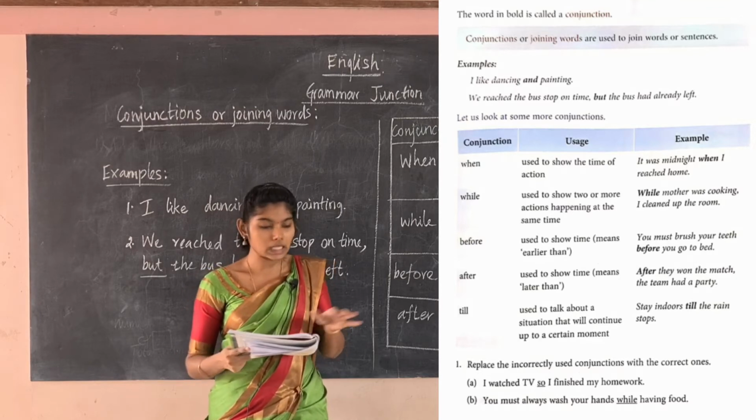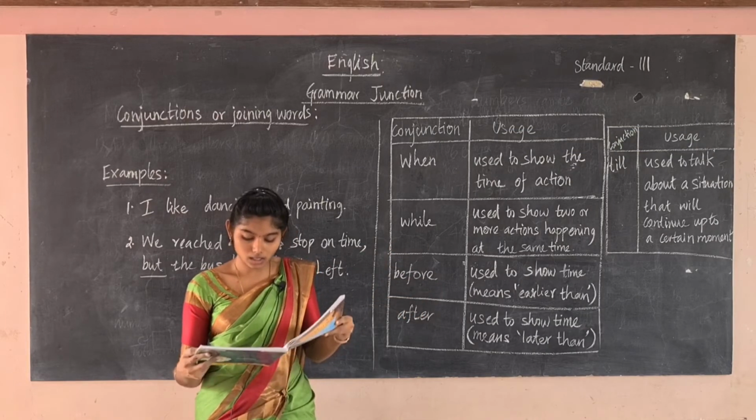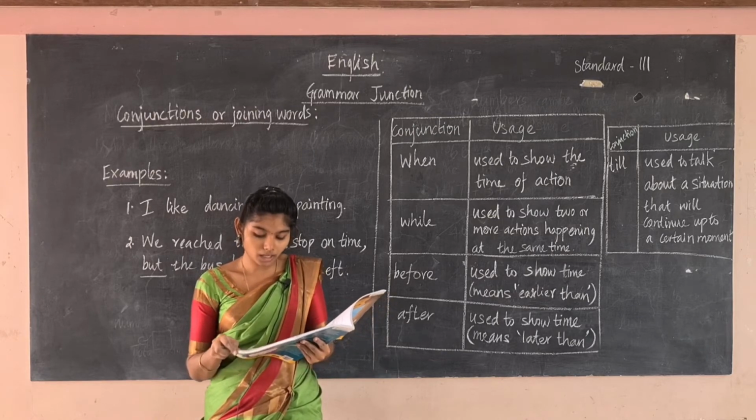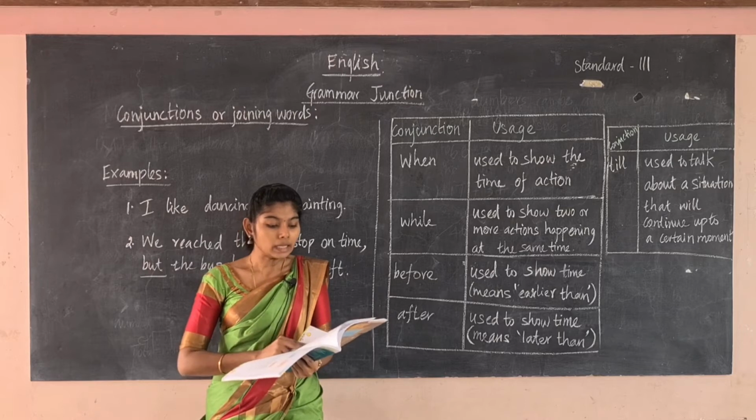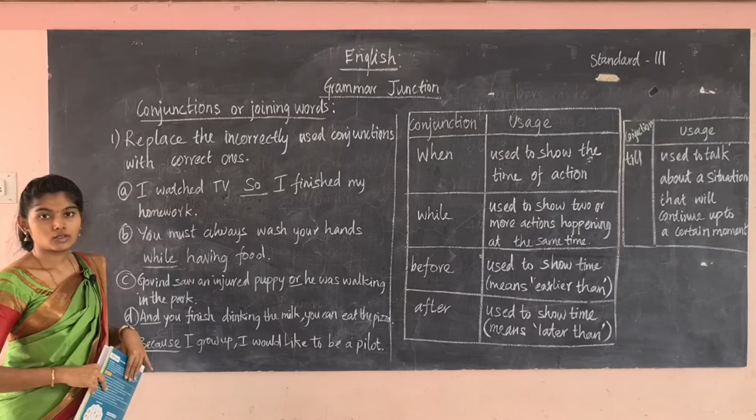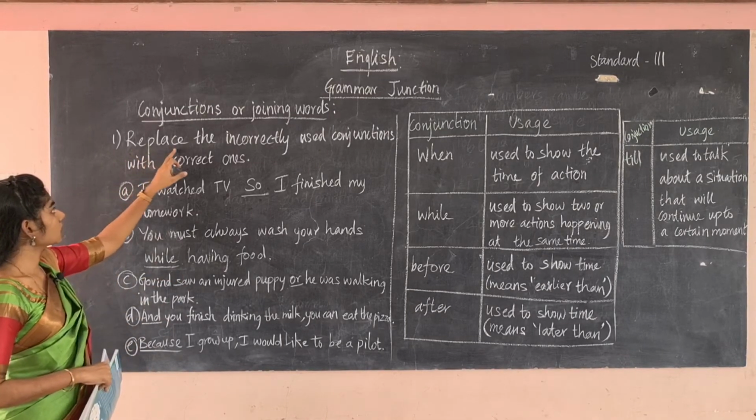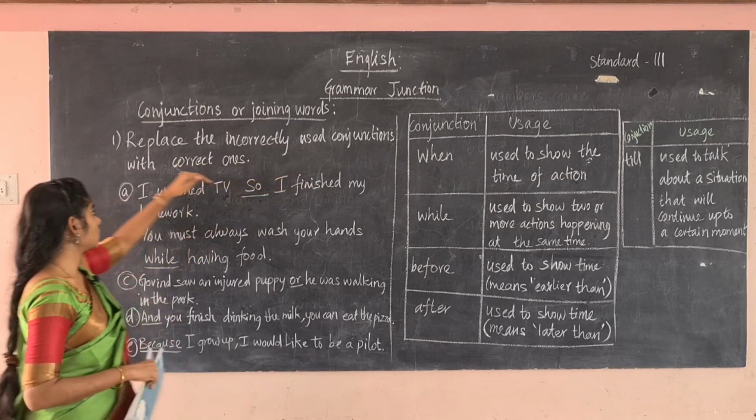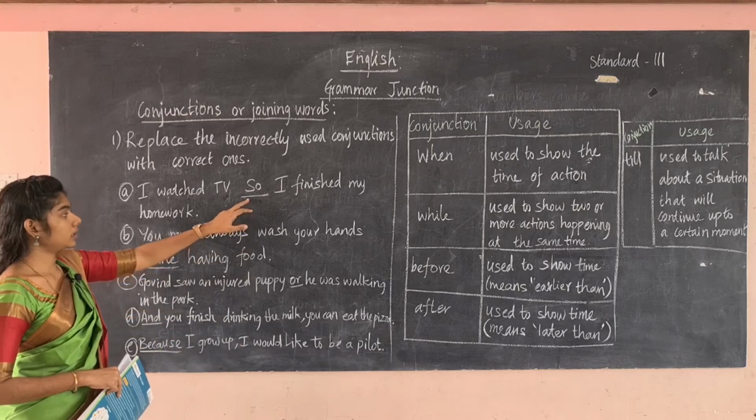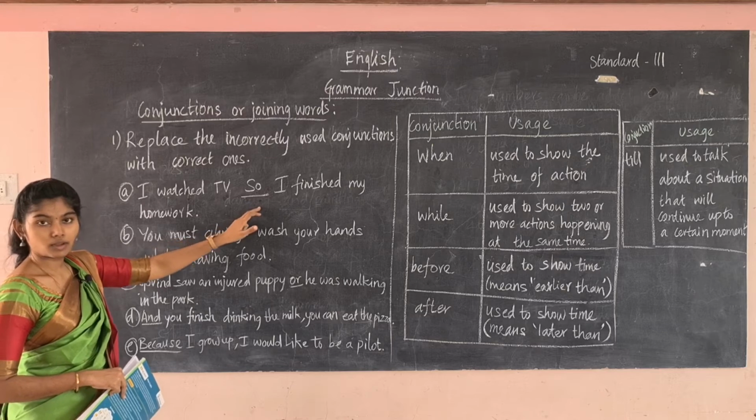So these are the examples we have seen for these conjunction words. Now we are going to see the exercise. Replace the incorrectly used conjunctions with the correct ones. So there are some incorrect conjunctions given, and we are going to correct them. Here are the sentences with incorrectly written conjunctions, and you are going to correct the conjunction words given here.